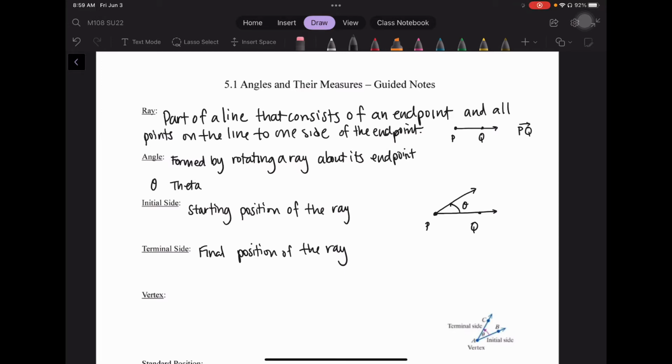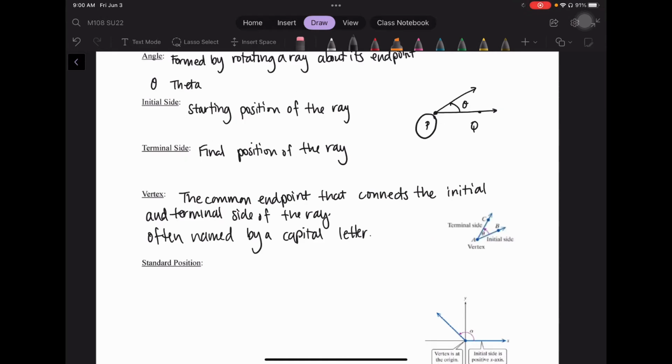Now remember the vertex. We're going to name that vertex P for this example because it's the letter that corresponds to that endpoint. You can see here to the right in this drawing, we've got our vertex labeled, our initial side labeled, our terminal side labeled. We have theta for our angle. In this case the vertex would be A. We had rays AB and AC, where we would start at AB and rotate that open and get AC.